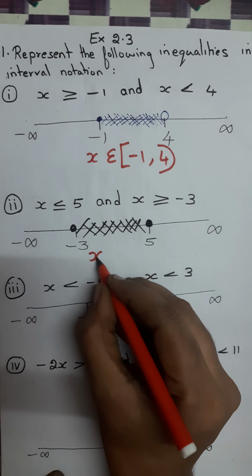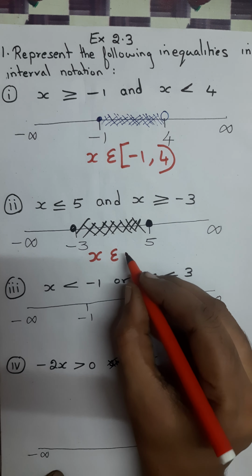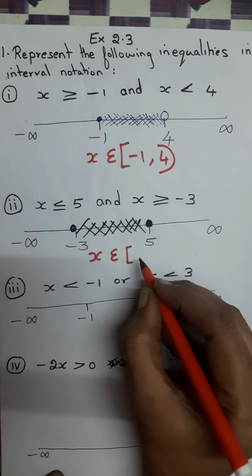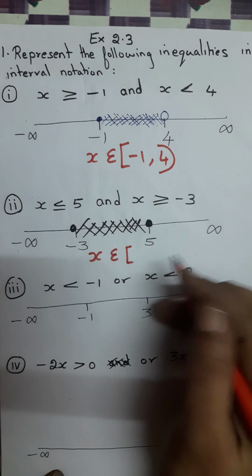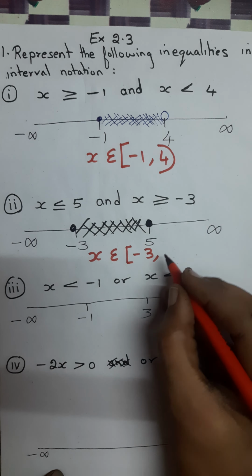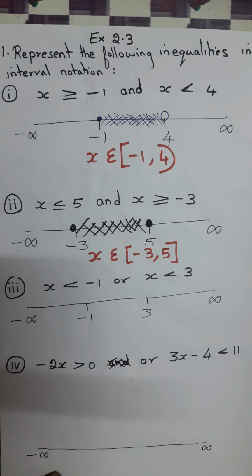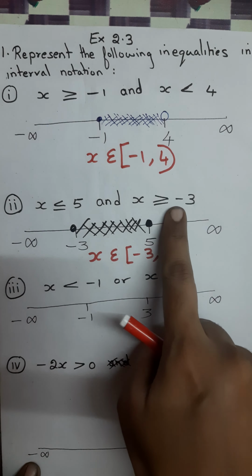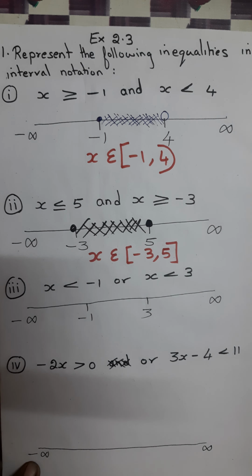So how I should write the answer is: x belongs to closed interval, because the equal to sign means closed interval, minus 3 comma 5, closed interval. So x belongs to minus 3 comma 5, both should come in the closed interval because in both places we have the equal to symbol.